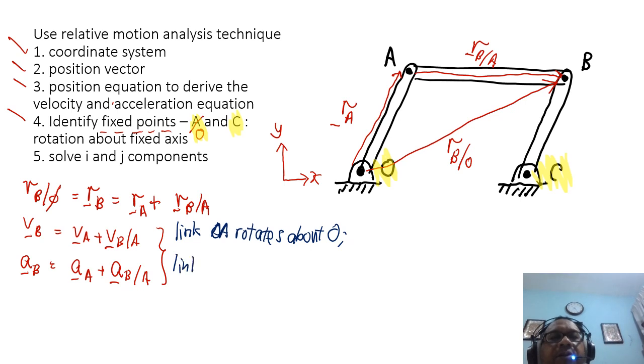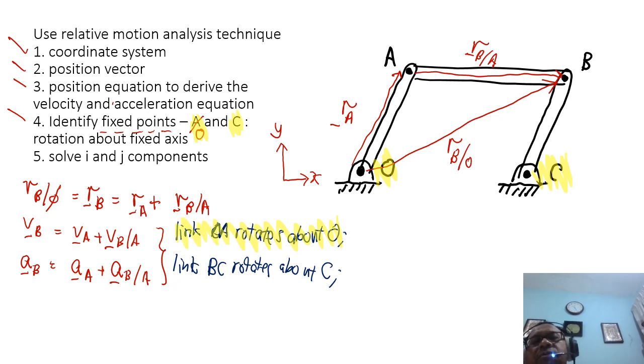What about the other point? Link BC rotates about C. So link OA rotates about O, link BC rotates about C. So I wrote here my statement. What are the equations that we can use for this? What will be the relevant equation?